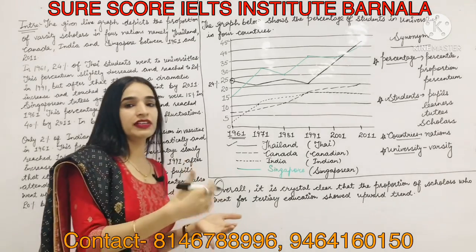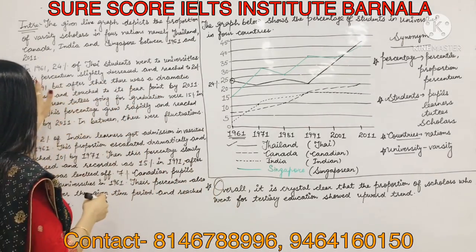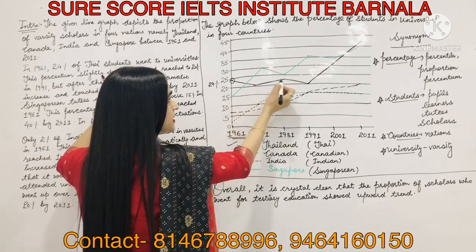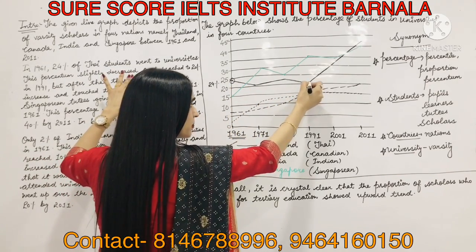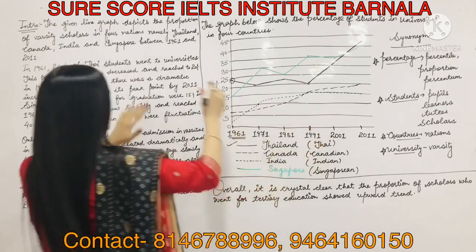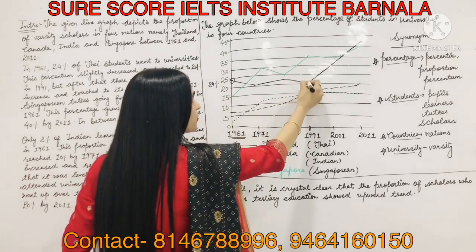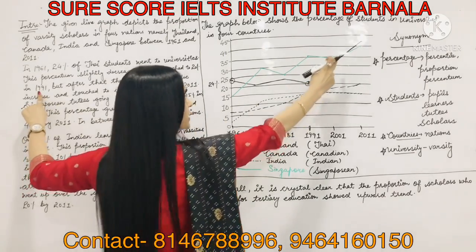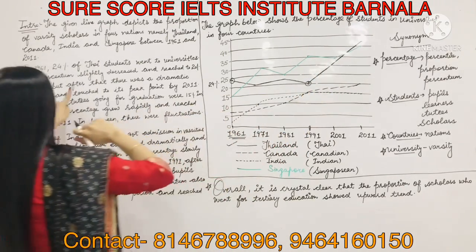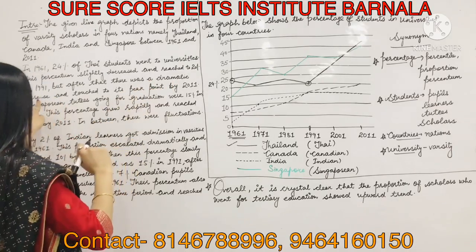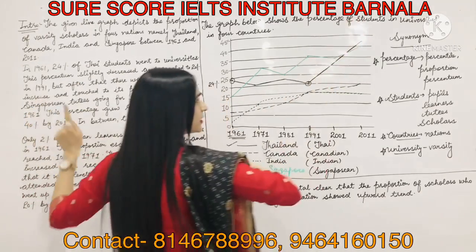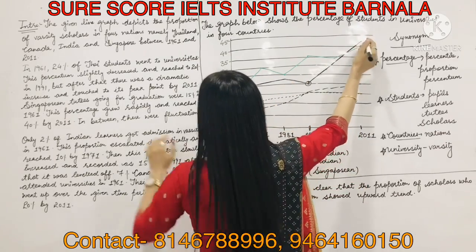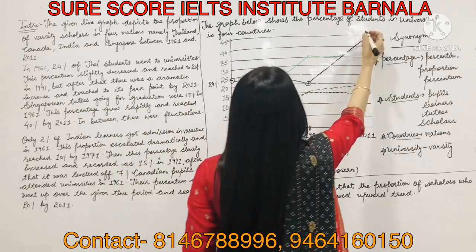After that we will check its trend. Here we are writing that this percentage slightly decreased, and we will check from here that in 1991 you can mention it reached 20%. After that we will say, as you can see, there was a dramatic increase, and you can check here that in 2011 the value was approximately 43%.